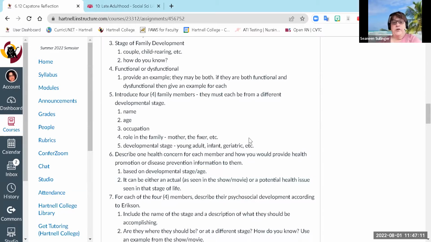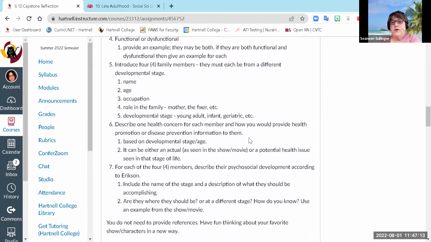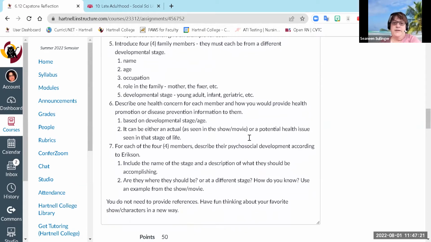Their name, their age, their occupation. What is their role in the family? Not just are they the mother, father, but like, are they the fixer? Or did they stir things up all the time? What is their role? And then their developmental stage.